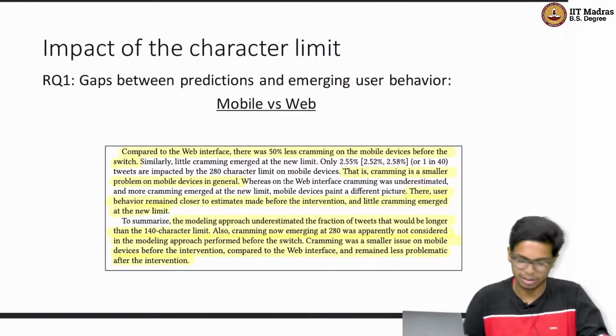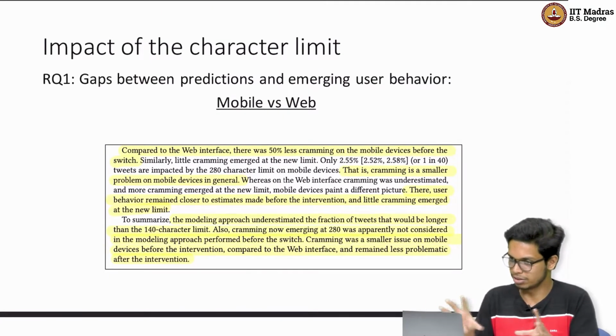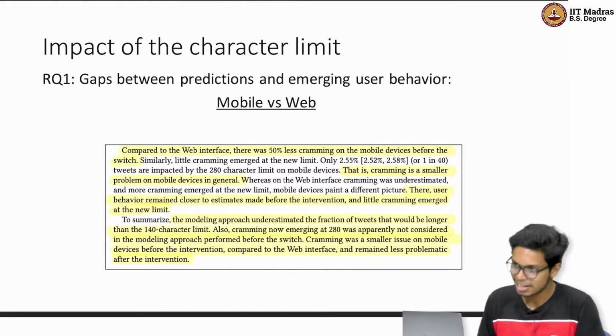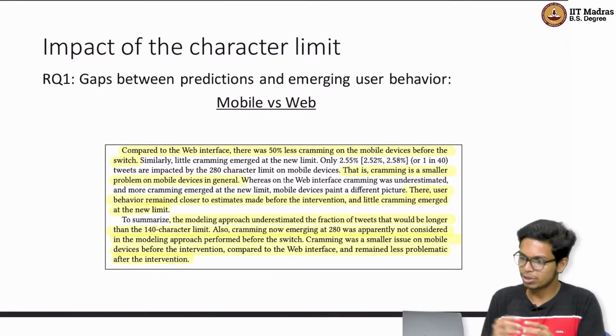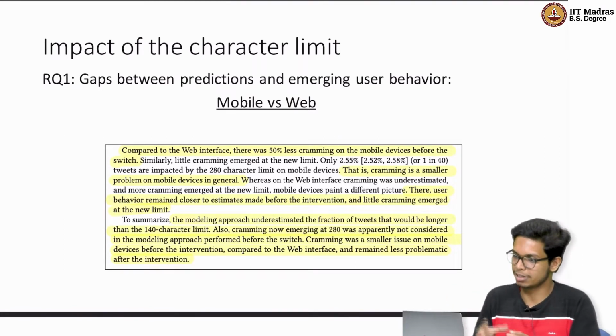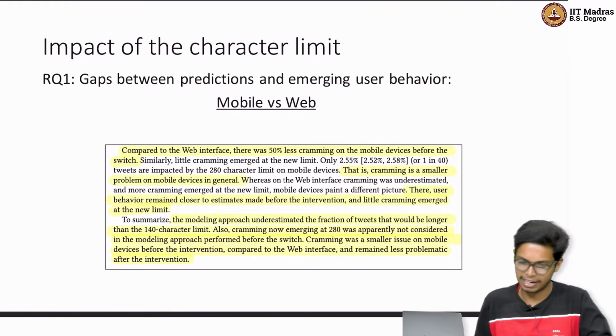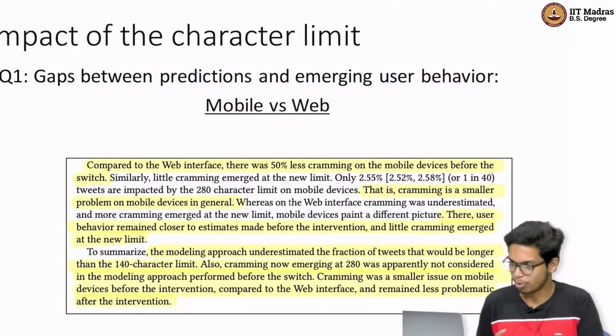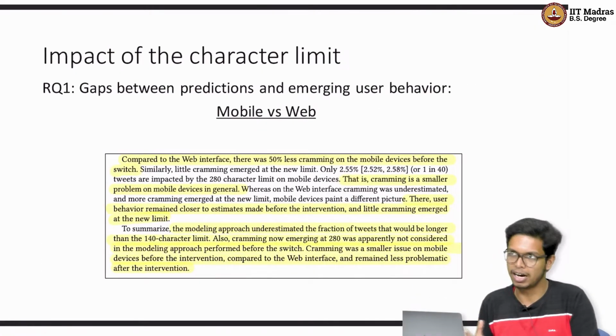And then the authors have nicely summarized it in this text from the paper, where they say that on web there was 50% less cramming as compared to mobile devices. This basically tells you that cramming is a smaller problem on mobile devices in general, because mobile devices are generally built for short form content, WhatsApp chats, small tweets, and so on, right?